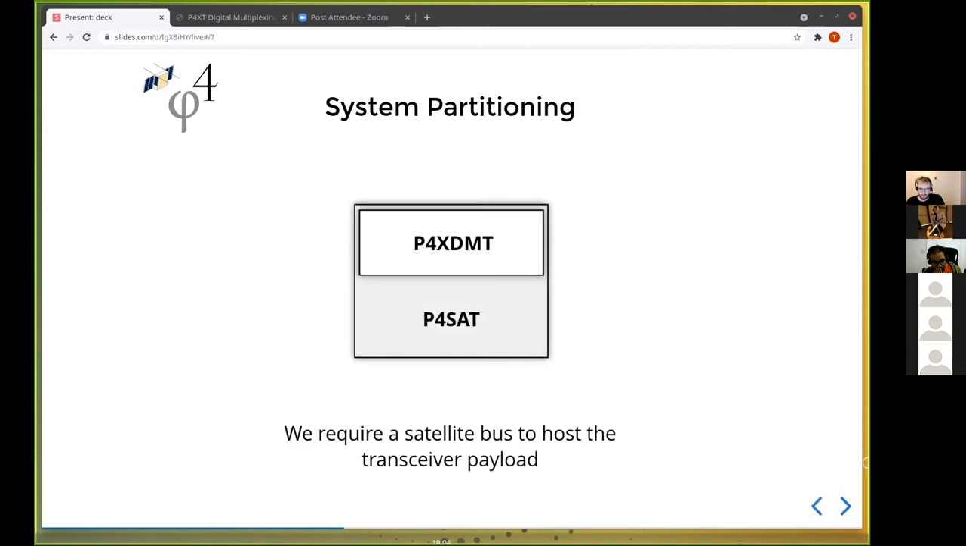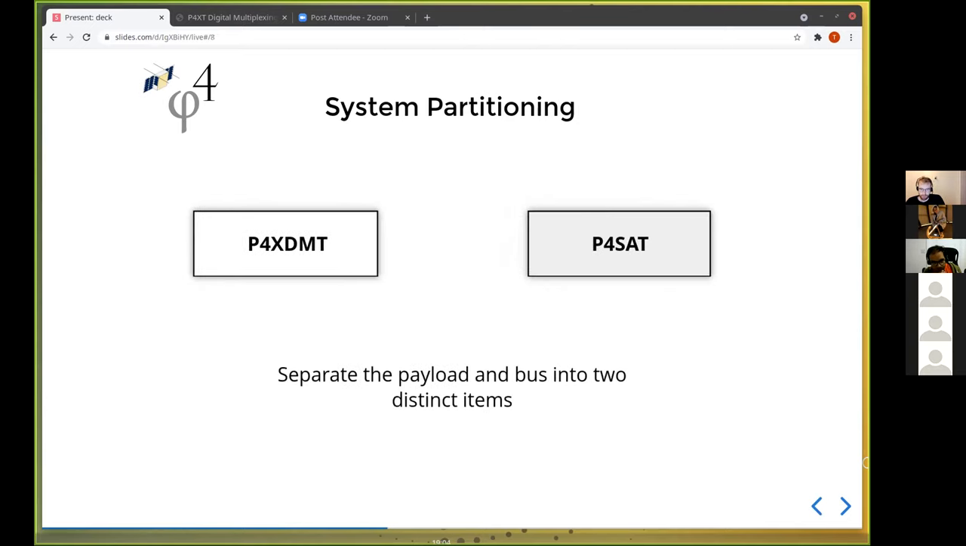So then to do that, we also need to put this thing inside a satellite that can maintain attitude and provide power, basically a host for the actual payload itself. But I see these as two quite distinct pieces of the puzzle. So I think they have separate development flows.